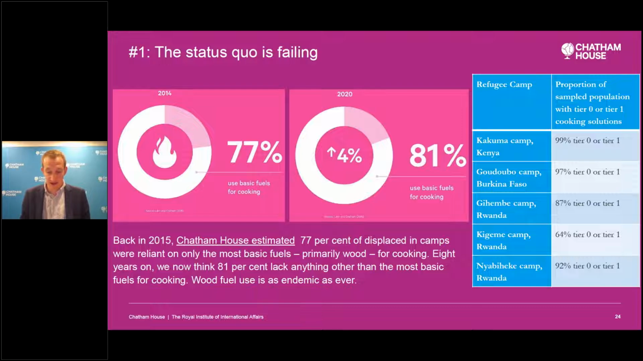And as you can see from this slide, wood fuel use is as endemic as ever, and it's basically we're not doing enough. We're not changing the status quo.